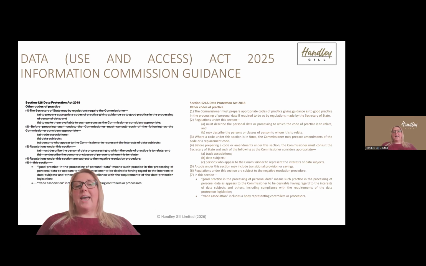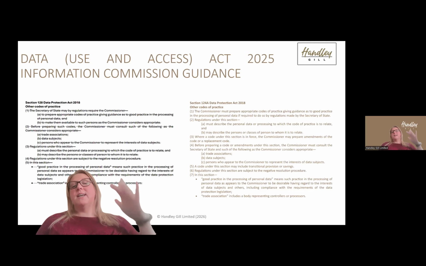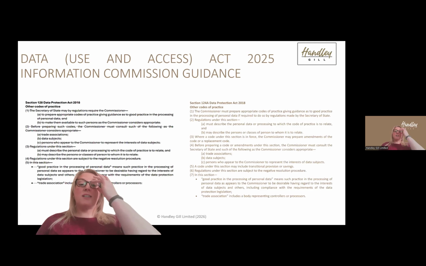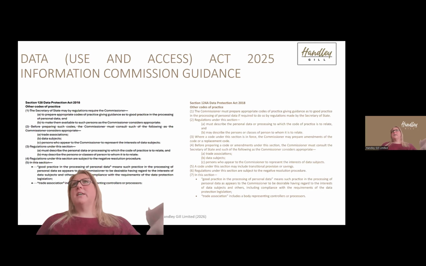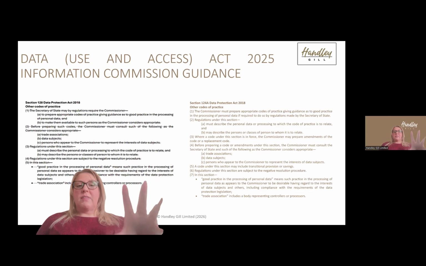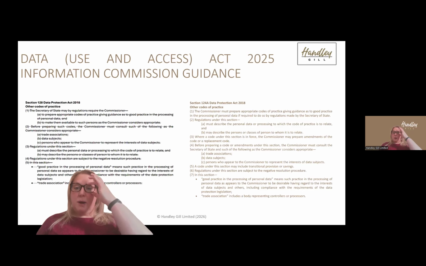So, Section 128 of the Data Protection Act 2018, which related to other codes of practice, there was a list of codes of practice it had to do: direct marketing, data sharing, age appropriate design code or children's code, journalism, I think were the only ones. And then there was provision for them to make other codes of practice. Section 128 has now been removed. It's replaced by Section 124A, which makes provision saying it must prepare appropriate codes of practice, giving guidance as to good practice. Where such codes are in force, amendments of the code or replacement code can be prepared.